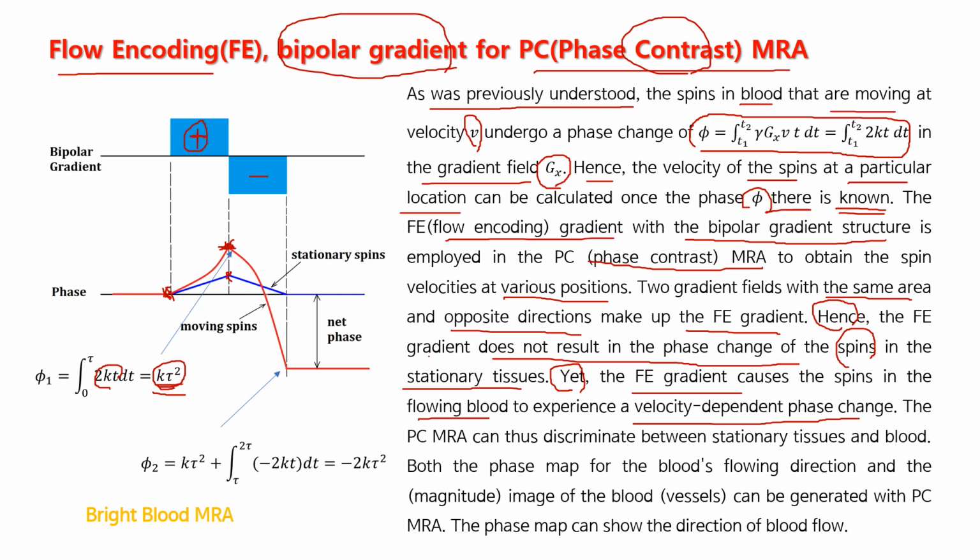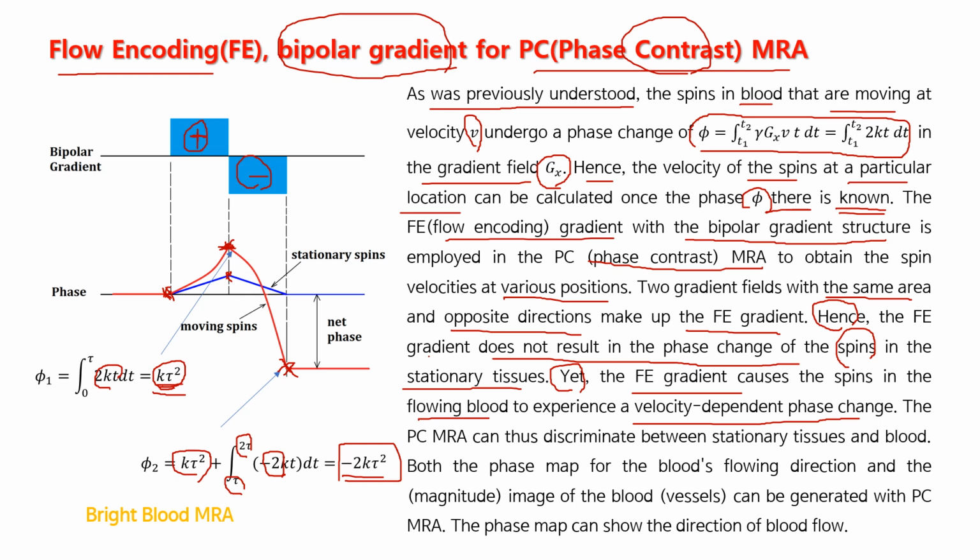And now we have the minus flow encoding gradient. At this moment we can calculate the phase change for the spins in the flowing blood starting from k tau square here, and the time is from tau to 2 tau, and minus 2kt. So we have the phase change of minus 2k tau square at this moment.